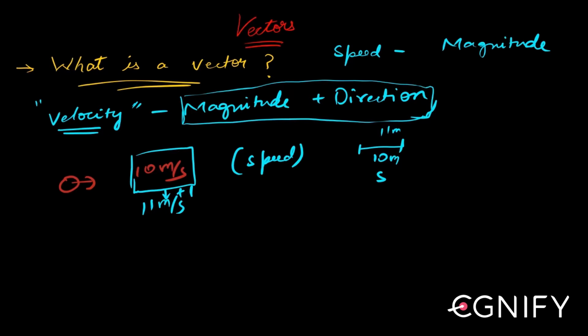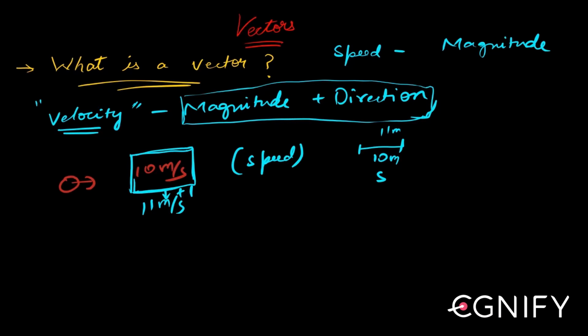That means this is somewhat telling you how fast the ball is moving, but this is giving you no information about where the ball is moving. And in real life cases, to deal with trajectories, projections and everything, you need to take care of where the ball is traveling also, along with how fast it is traveling.